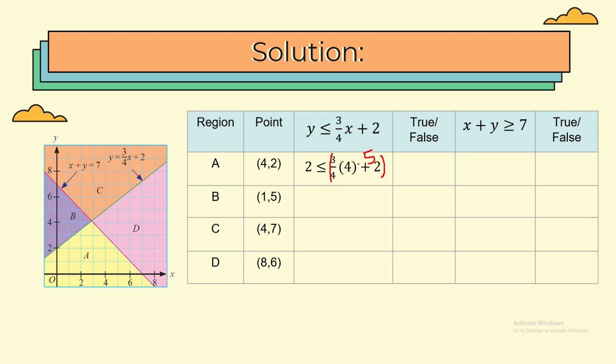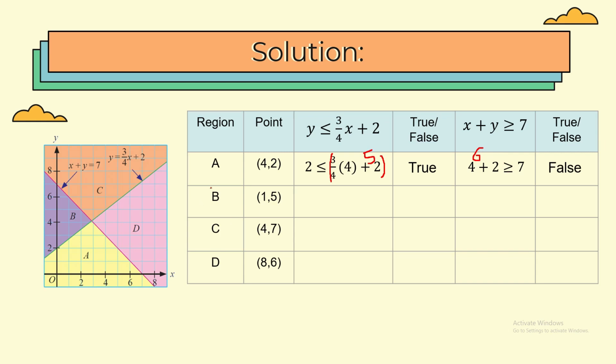This is true. Next, we substitute this point into the second linear inequality. 4 plus 2 is 6, and then 6 is higher than or equal to 7. Is it correct or not? This is false because 6 is lower than 7, not more than 7.